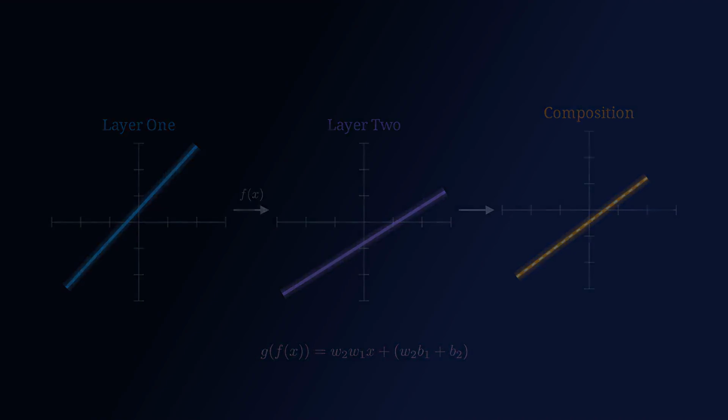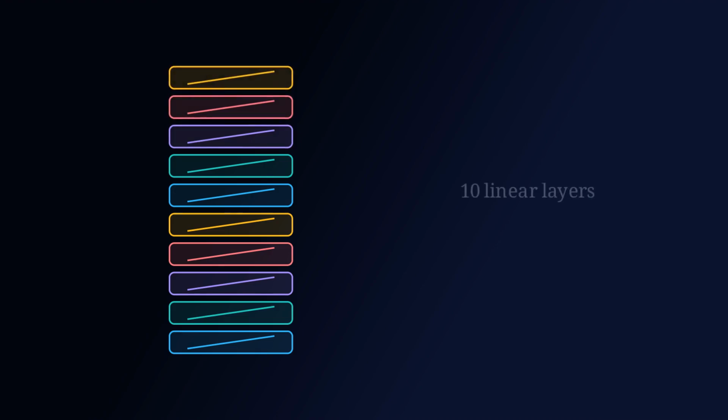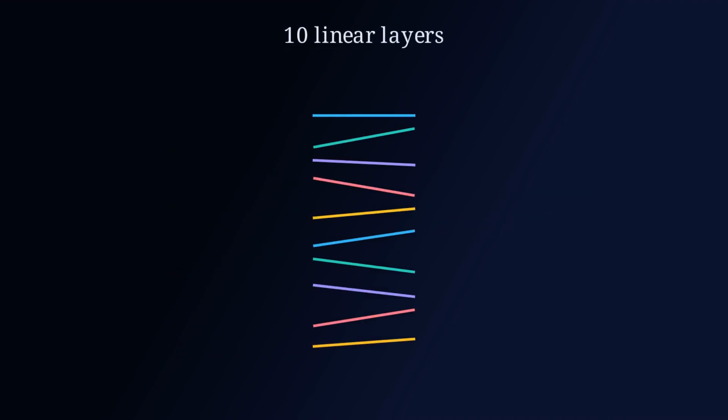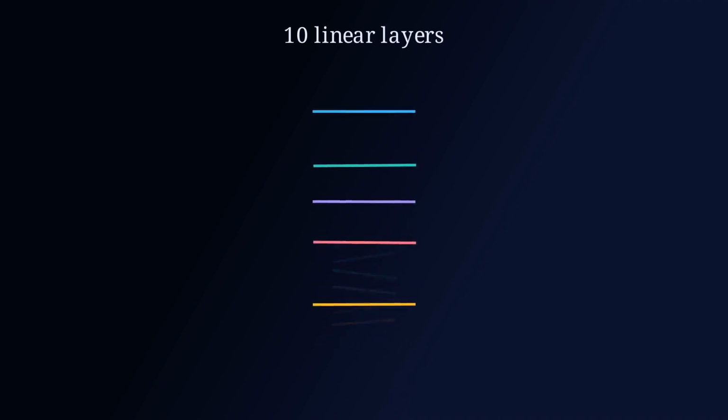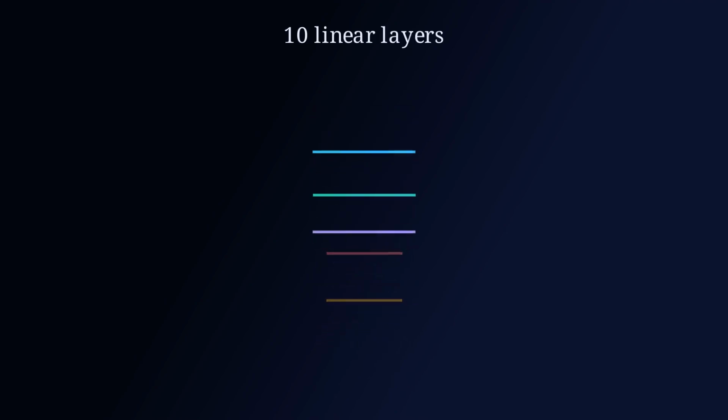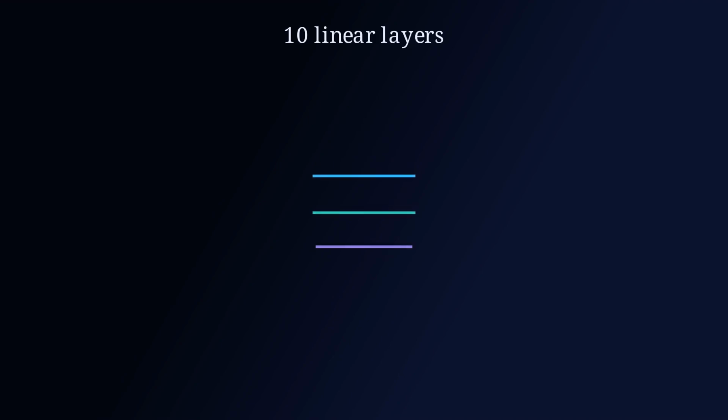Let's push it further to make the point undeniable. I'll add a third layer, a fourth, a fifth. 10 linear layers deep, a genuinely deep network. Watch the whole tower. Now I'll collapse the tower. Every pair of stacked lines merges into a single equivalent line, over and over, until the entire 10-layer network flattens into one. All that depth bought us absolutely nothing.